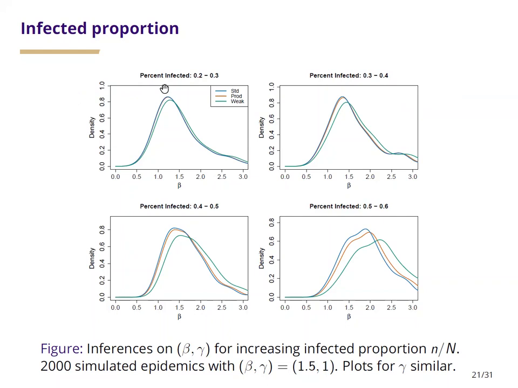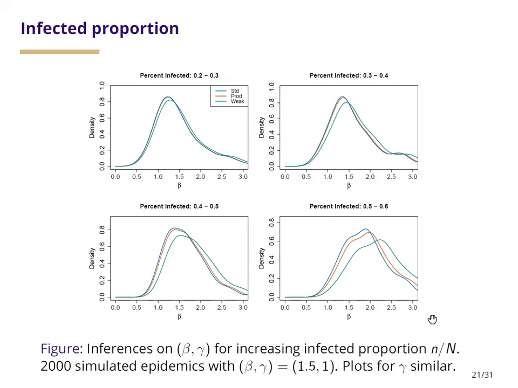But as more people become infected, the various independence assumptions that these methods take start to arrive at different results, which is what we're starting to see when we get to, say, 50%. Standard, product, and weak are definitely starting to diverge from each other, and it gets worse and worse as the infected proportion grows.